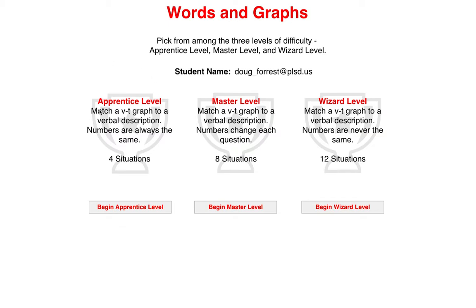But the apprentice level, if you complete that and you get the gold cup here, you'll get 6 out of 10 points. Master level, 8 out of 10 points. Wizard level, 10 out of 10 points. So these are all matching a velocity time graph to a verbal description.